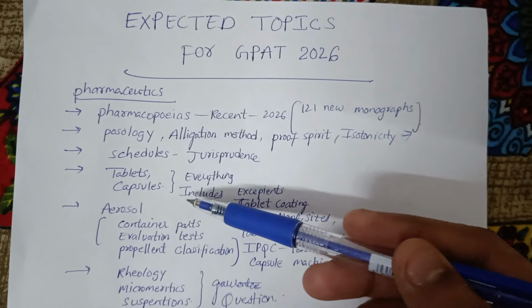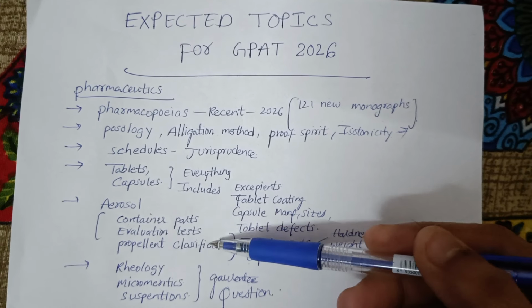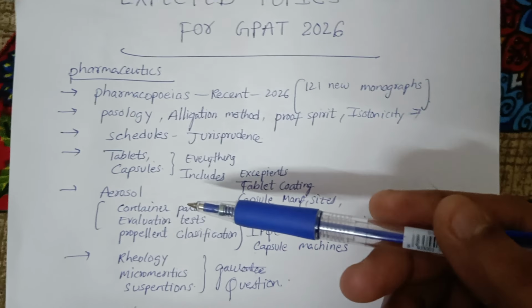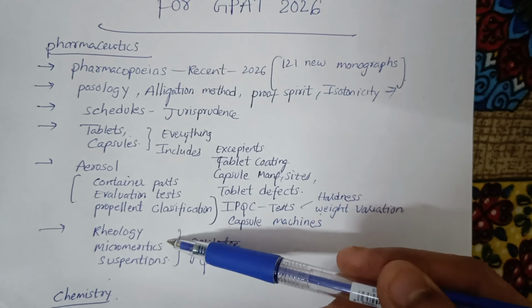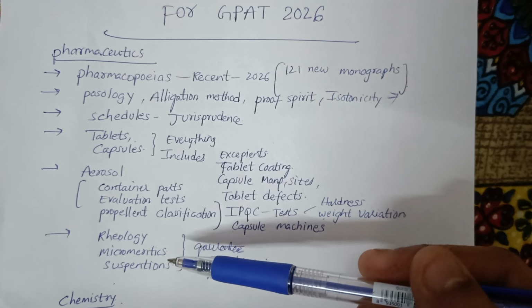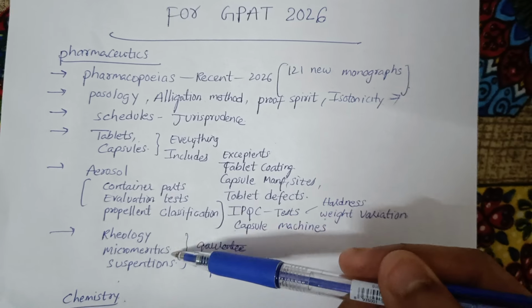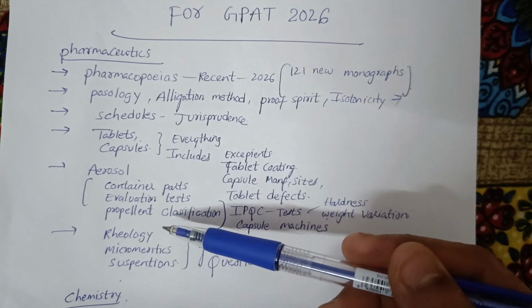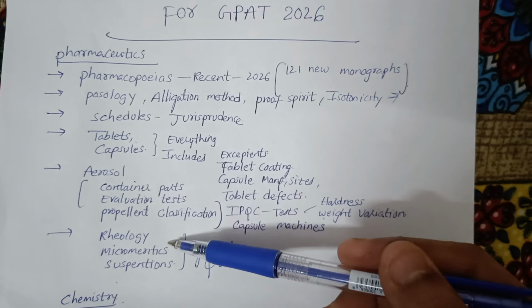And from aerosols, questions from container parts, evaluation tests, and propellant classification. This is very, very important. We can expect a question this time. And questions from rheology, micromeritics, and suspensions. So these three are very important topics in physical pharmacy. We can expect 3 to 5 questions from these topics. So read everything about Newtonian and non-Newtonian flows, micromeritics, suspensions, and everything.